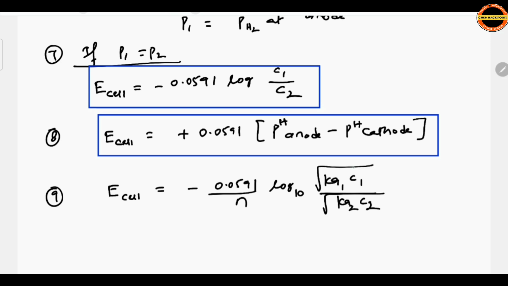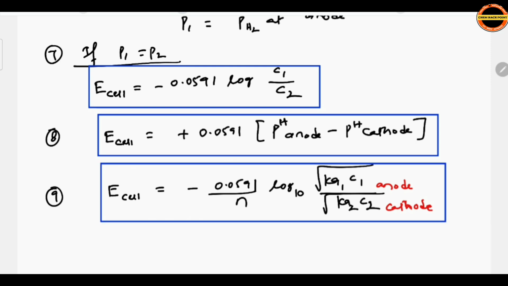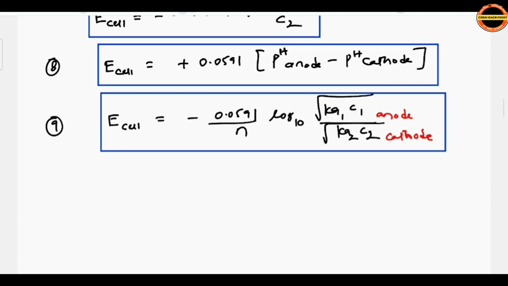You studied this in ionic equilibrium in 11th. The first is of anode, here it is of cathode. K1 and K2 are the acid dissociation constants of acid 1 and acid 2, different acids. So one more formula we got. If you remember all the cases, you can easily apply whichever case is given in the question.